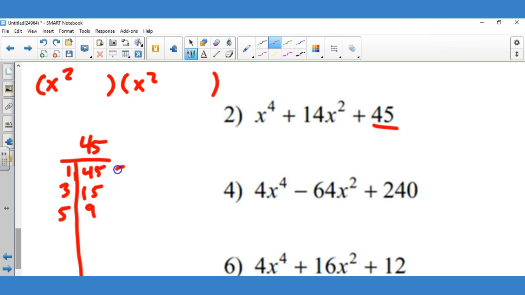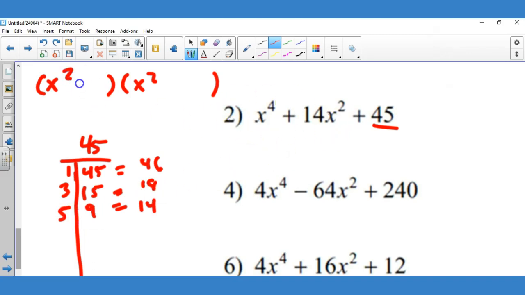All right, now let's check. There also are the negatives, guys. Like if you had -5, -9, -3, -15. But we're trying to get positive 14. So if I add those up, you got 46, 18, 14. So 5 and 9 are my factors.